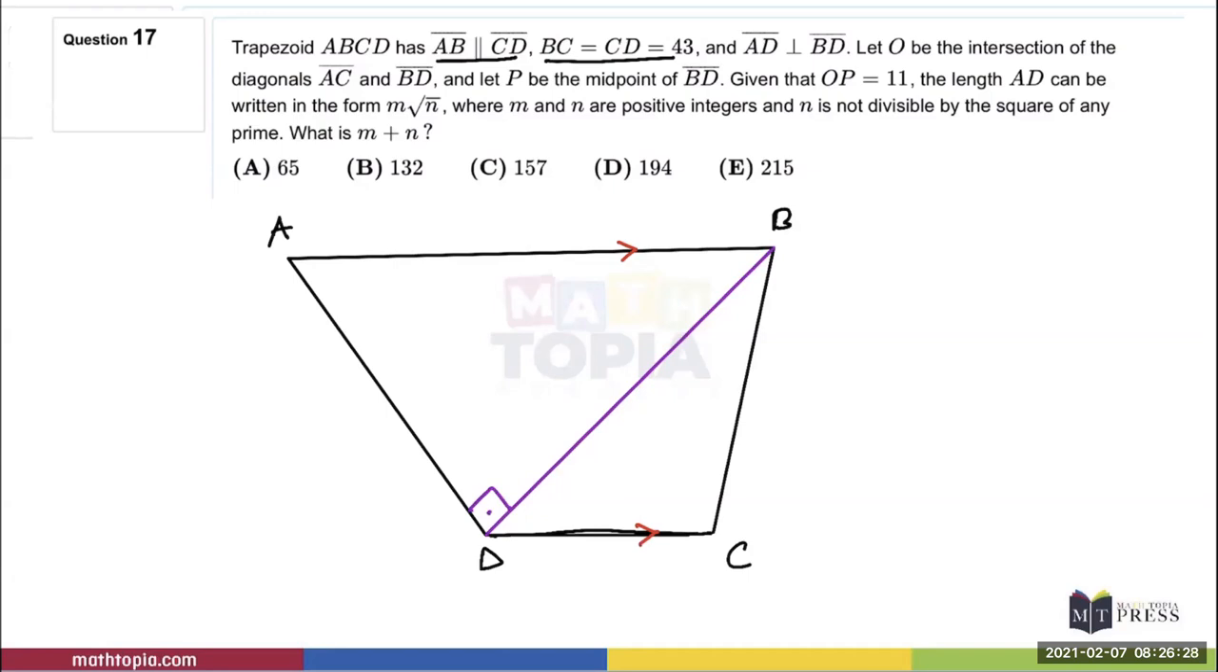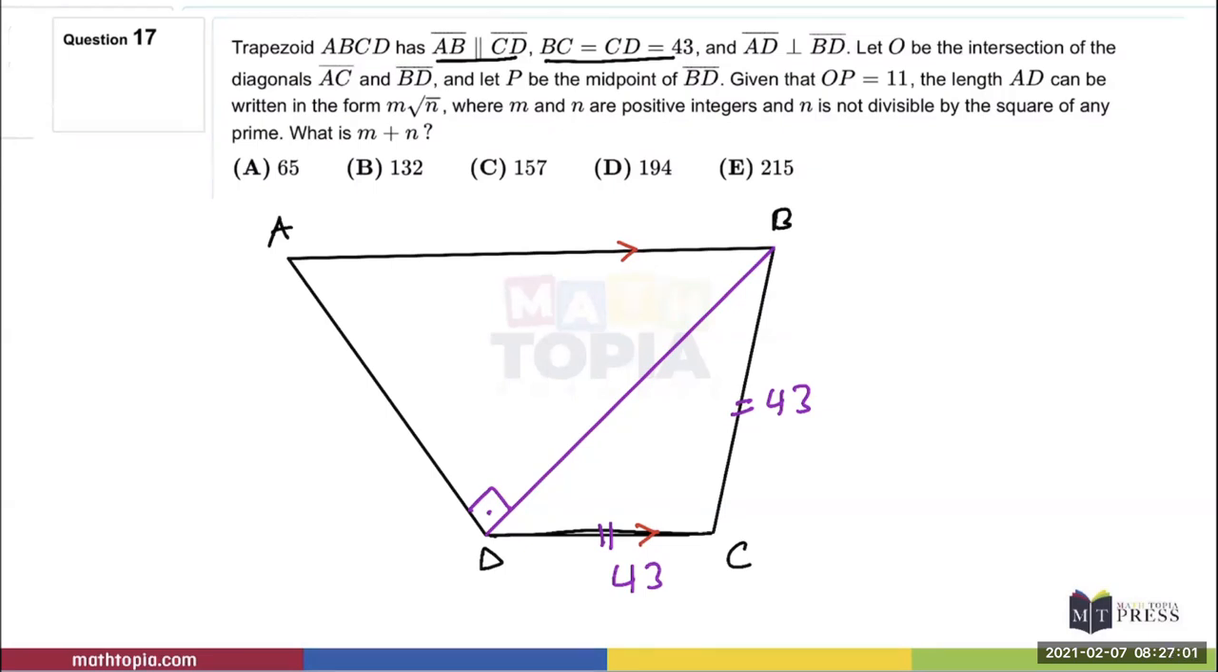And then the lengths of BC and CD are 43, and they are equal to each other. So, okay, we complete the first sentence. Then let's continue.